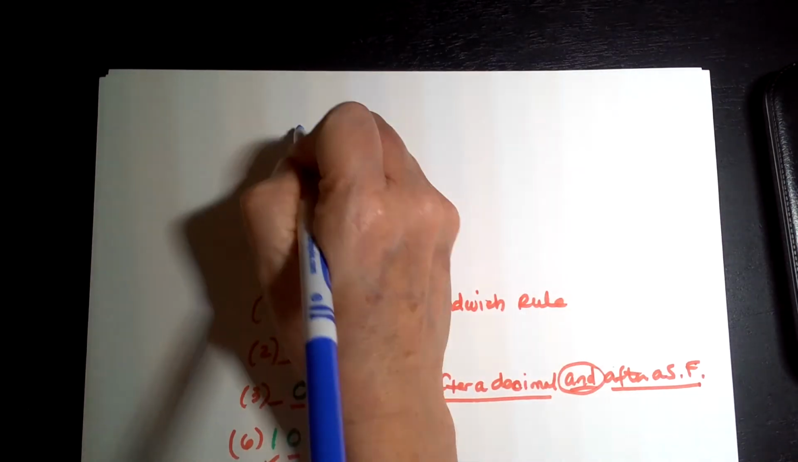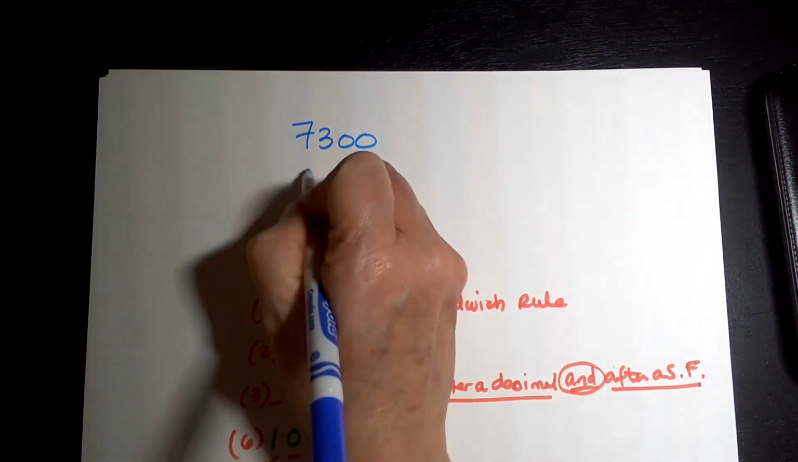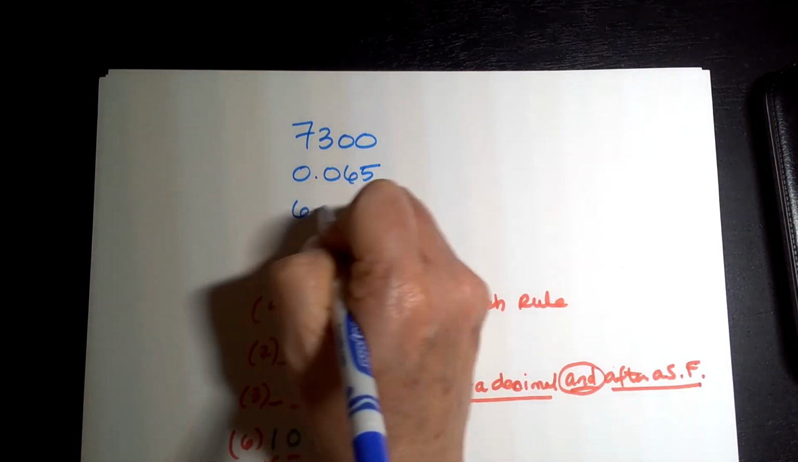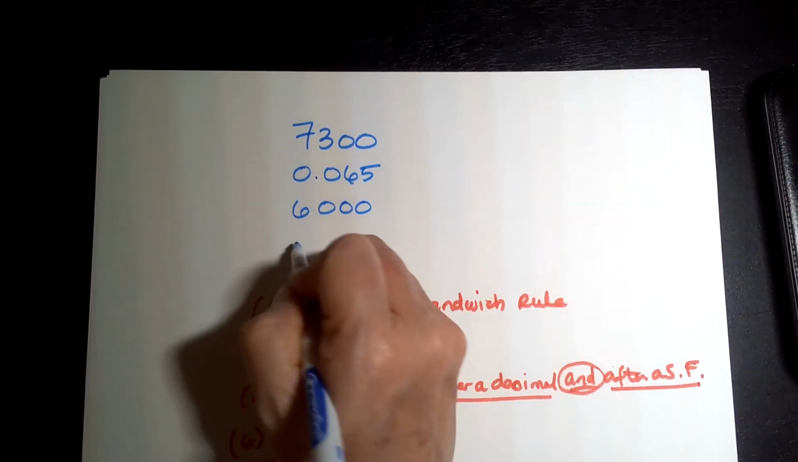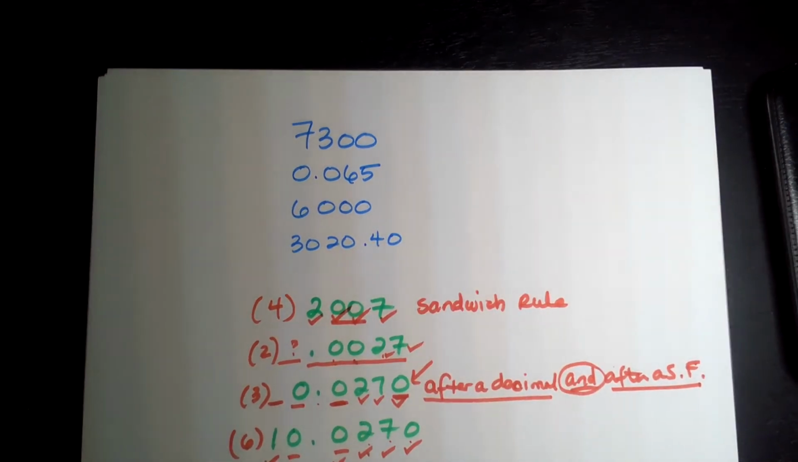Let's do 7,300. Let's do 0.065. Let's do 6,000. Let's do 3020.40. Okay, so pause the video real quick. Write down how many significant figures it is. Put it in your notebook, and then start play once you've done what you think it is, and then I will check you.